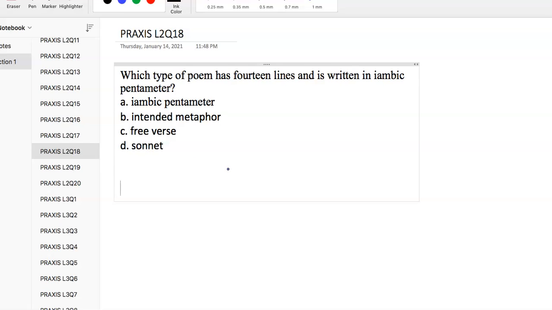18. So we do have to know some poetry stuff here for this test. Which type of poem has 14 lines and is written in iambic pentameter? And the answer that we want is sonnet. So a sonnet has 14 lines and is written in iambic pentameter. Each line has 10 syllables. This means that iambic pentameter is a type of writing, while sonnet is the actual type of poetry. Okay, so we'd like to be able to differentiate that if possible.